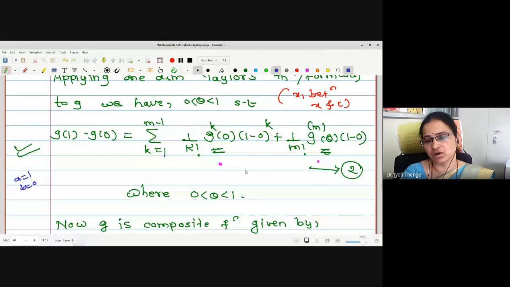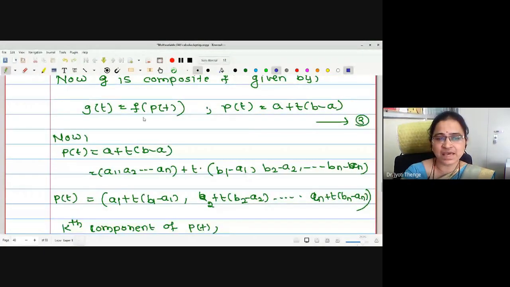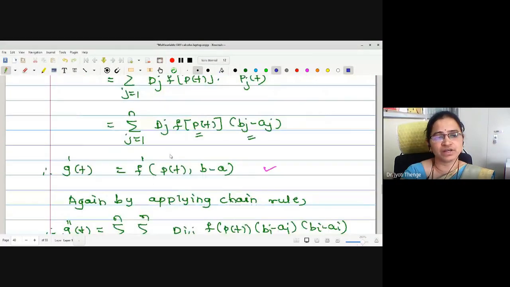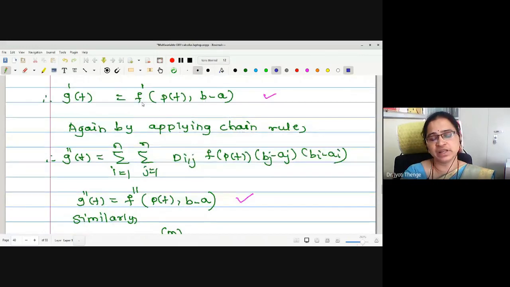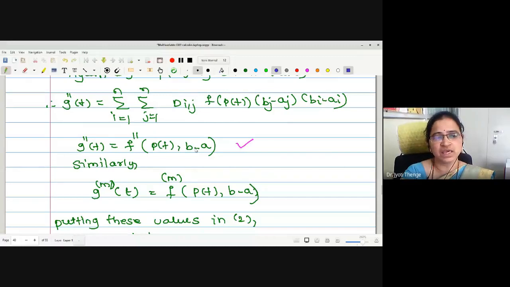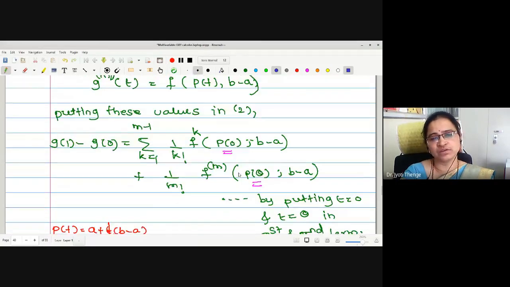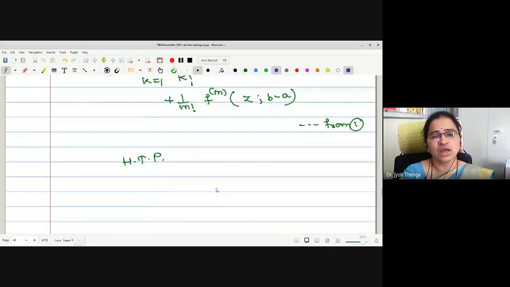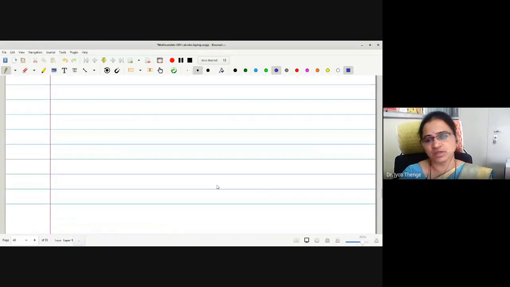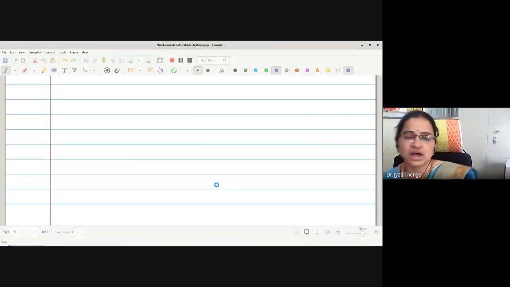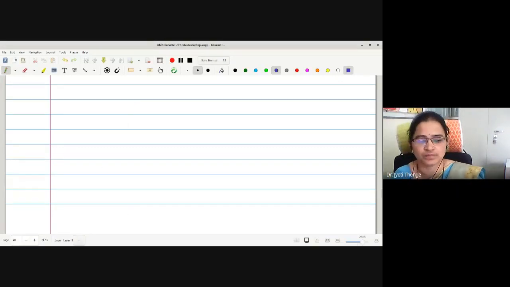Just to find out these higher order derivatives of G. Knowing G as a composite function of F and t, F of P of t, we have calculated the derivative G dash t, which is actually a directional derivative of F at point Pt in the direction B minus A. Similarly, the second order derivative of G is the second order directional derivative of F. Similarly, for the mth order derivative, we have just substituted all the values in the equation and we got the proof of the corresponding statement. This is what we have done in the last theorem, Taylor's theorem for the functions of Rn to R type.